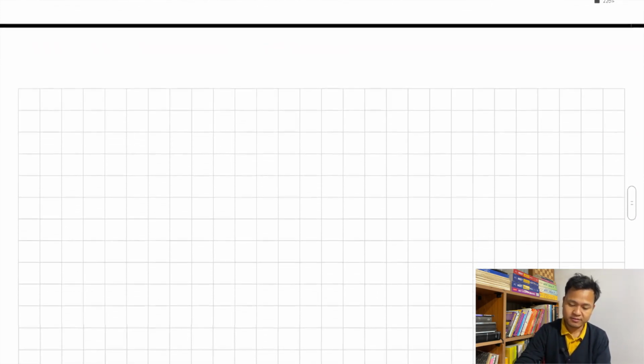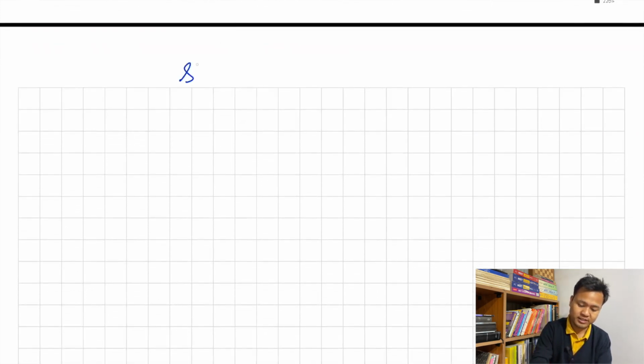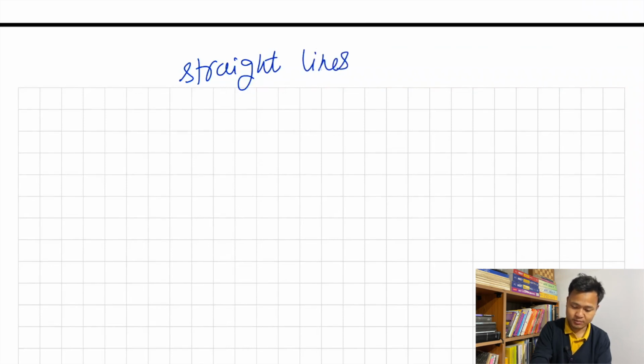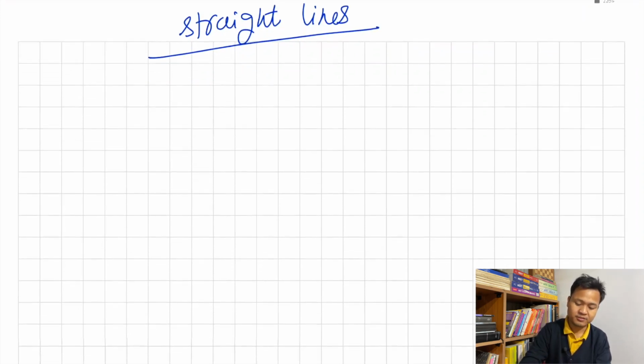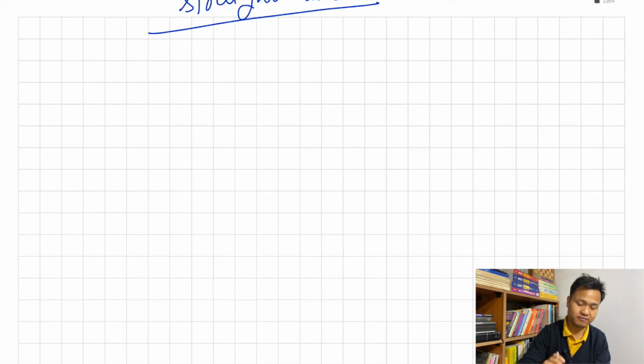Okay, now let's go into straight lines. Straight lines are very important for physics as well as for chemistry, because many graphs there are straight lines. So you have to know what is slope, what is intercept, and how to draw straight lines. We have to learn all of those things.